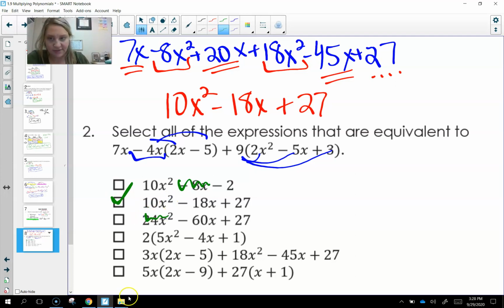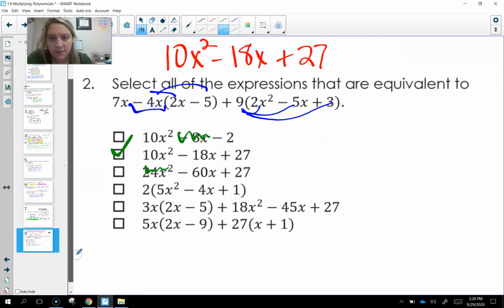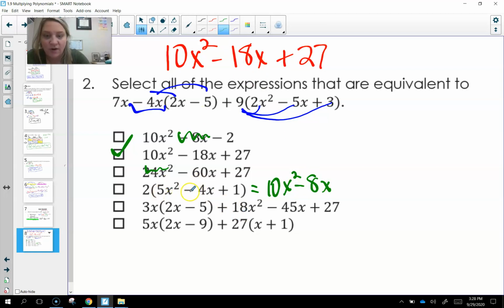Okay, they're going to make us do some work for these last couple. Here, it looks like we need to distribute that 2. So that gives me 10x squared. All right, so far so good. 2 times negative 4 gives me negative 8x. Uh-oh. Not going to work for me. That's not true.